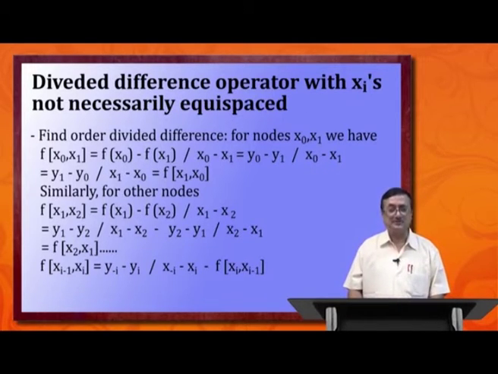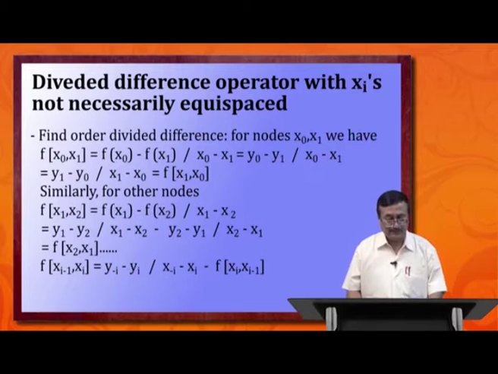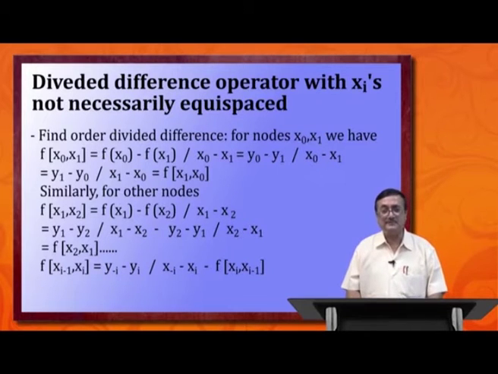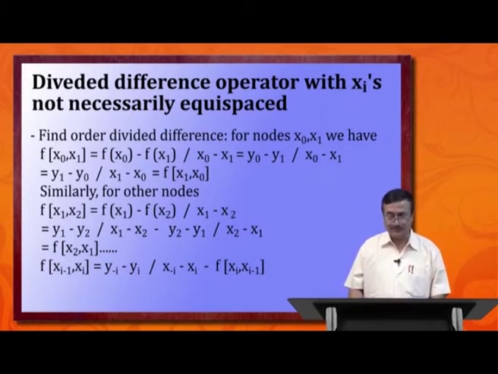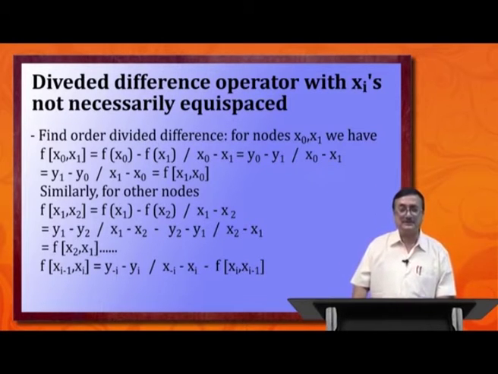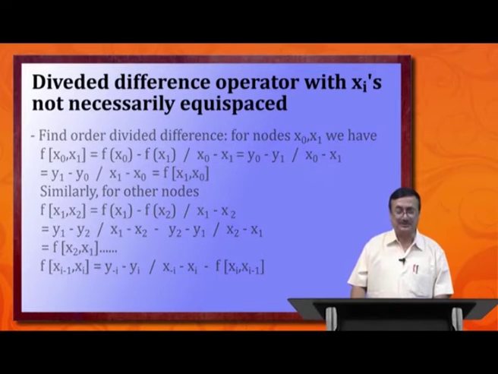Similarly, for the other nodes, we have f of x1 x2, which is defined as fx1 minus fx2 by x1 minus x2. You observe that f of x1 x2 is also equal to f of x2 x1. Similarly, for f of xi minus 1 xi, the result is same if we take f of xi xi minus 1 for i is equal to 1 to n. These are all first order divided differences, which are symmetric in nature.